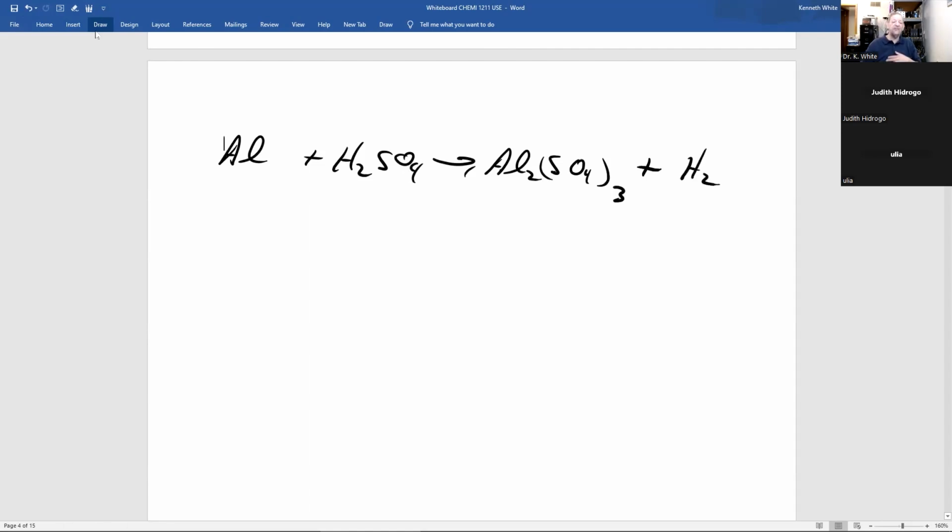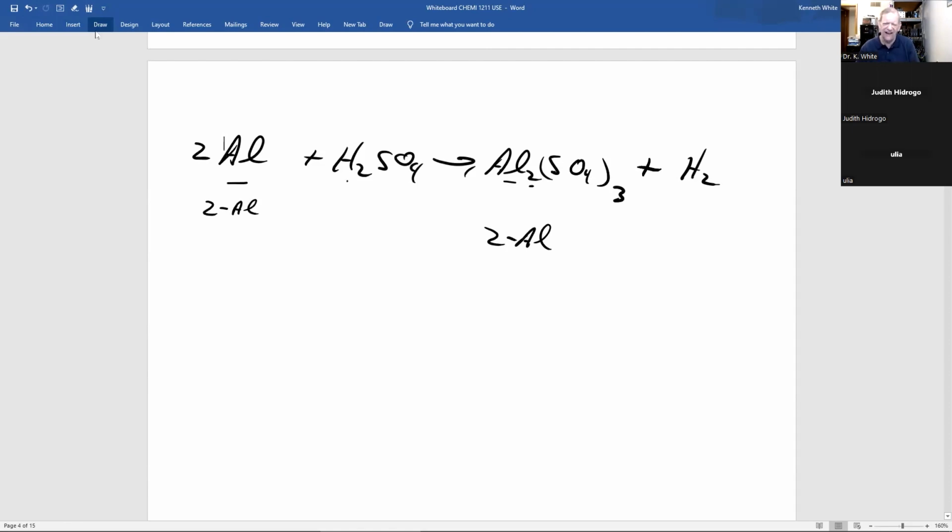All right, let's do this one. Remember my advice. Leave hydrogen and oxygen last. So I have one aluminum here, but oh no, Al, two of them. I have two aluminum. So how do I get two on each side? I change the coefficient. And now I have two aluminum.